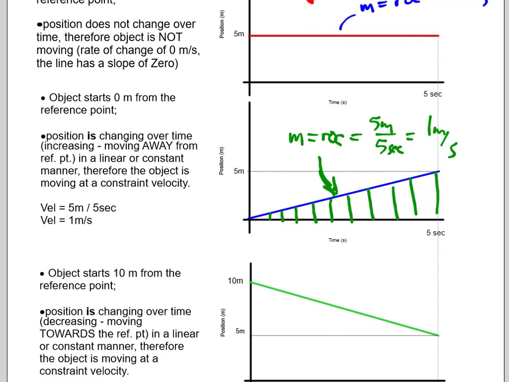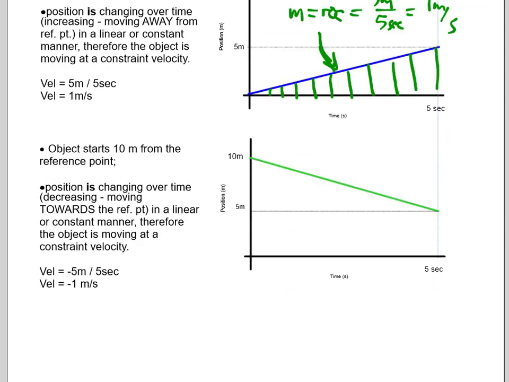Okay, and then we'll finish with the third one here. The object starts 10 meters from the reference point, so that's this location right here. Position is changing over time. Okay, so we can see these values here are getting smaller and smaller and smaller. So the object is definitely moving, and in this case it's moving back toward the reference point, because that position value is getting smaller and smaller.